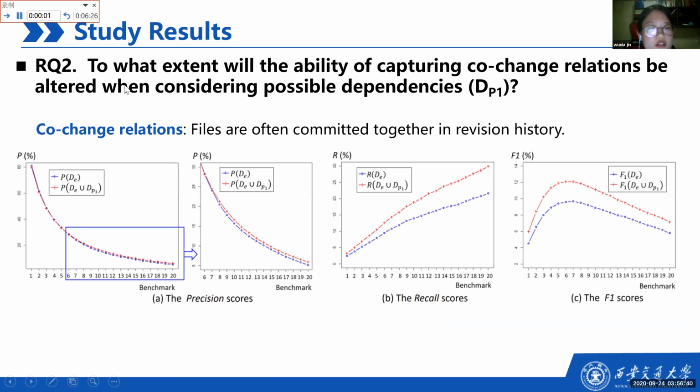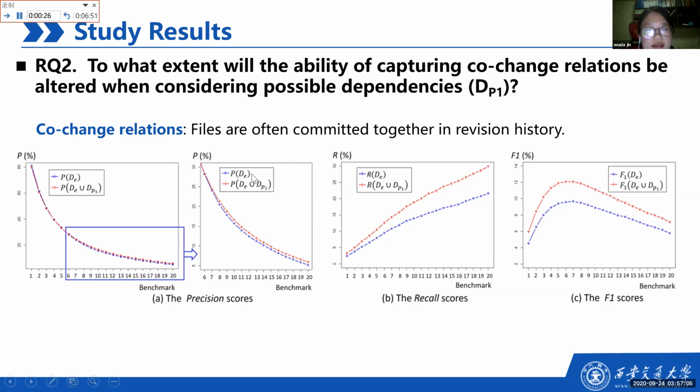The second research question is, to what extent will the ability of capturing code change relations be altered when considering possible dependencies? For the code change relations, if a set of files are often committed together in reviewing history, then there are code change relations among these files.